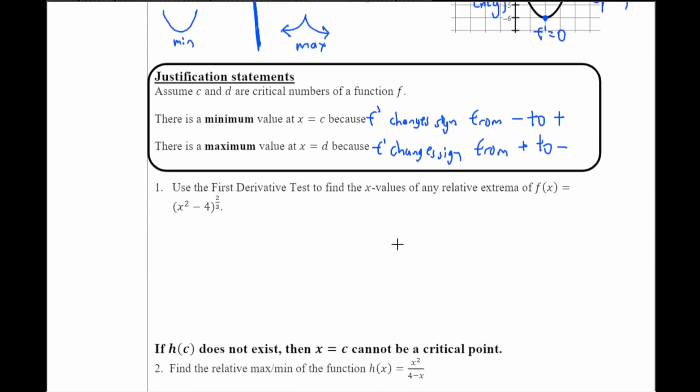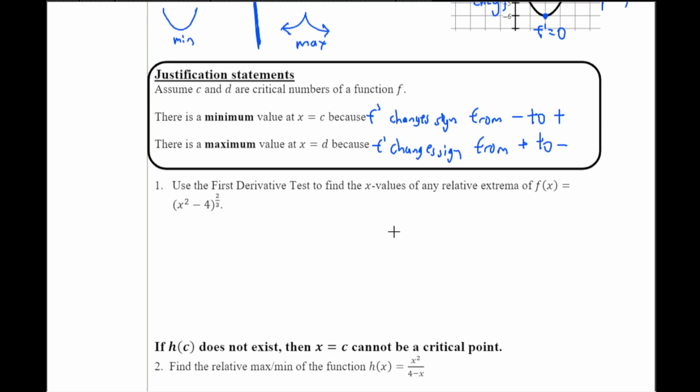So use the first derivative test to find the x values of any relative extrema of f of x equals (x squared minus 4) to the 2/3 power. Again, we have to first find the critical points. Where is f prime equal to 0 or DNE? So let's find the derivative here.